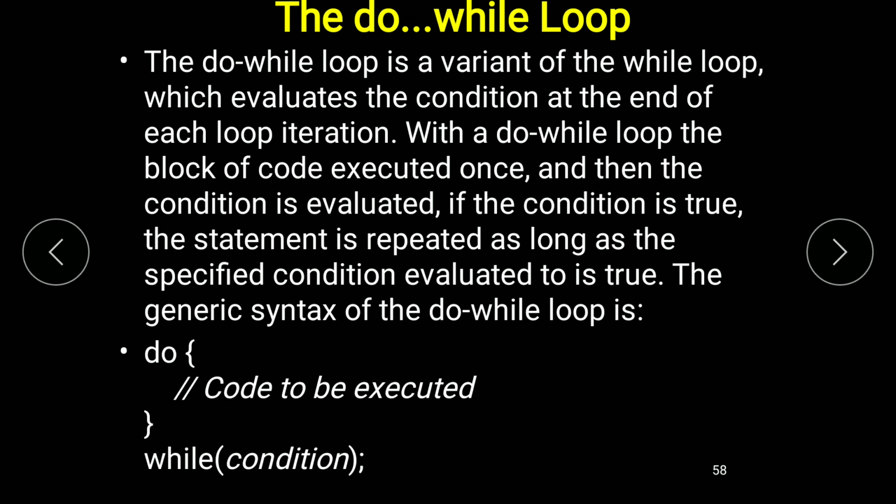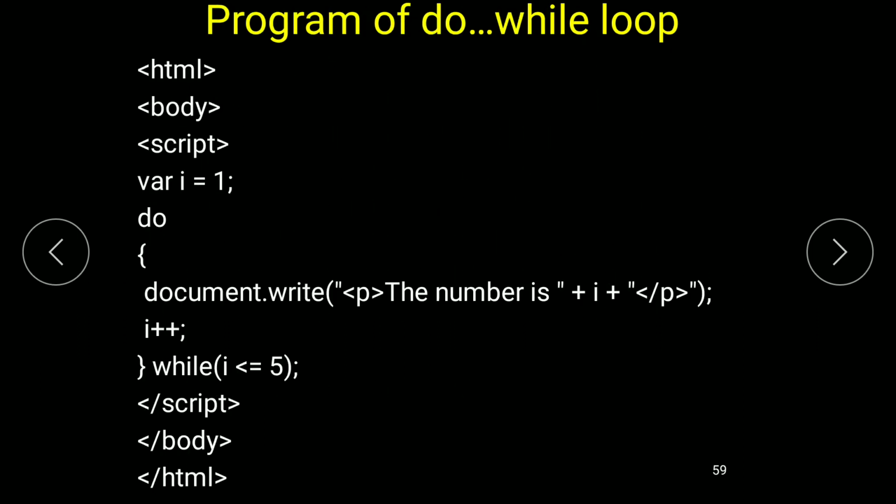With a do while loop, the block of code is executed once and then the condition is evaluated. If the condition is true, the statement is repeated as long as the specified condition evaluates to true. It means first your code will execute, then it checks the condition. If the condition is true, it will execute again. If the condition becomes false, it will not execute. That is the main difference between do while and while loop. In a while loop, if the condition is false it will never execute, but in do while, one time it will execute anyway. So this is the do while.